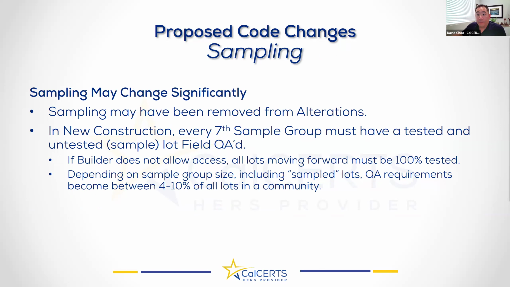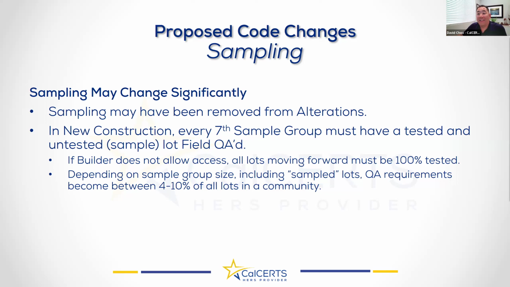Another change, and it's a big change, is with production housing, right? As we understand it, for every project on every seventh sample group, there needs to be two QAs. The tested lot and a sample lot has to be QA'd by the provider. So imagine the builder gets to the seventh sample group of a community, it means nothing can move forward until at least two homes in that community pass the QA by the provider. That includes the house that was not tested by the rater. All of these need to be inspected and passed.